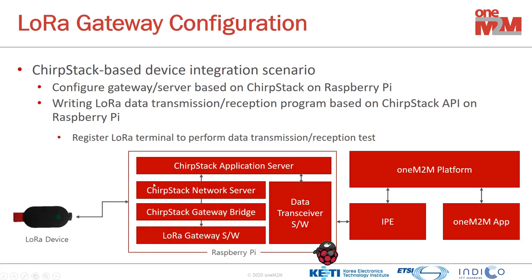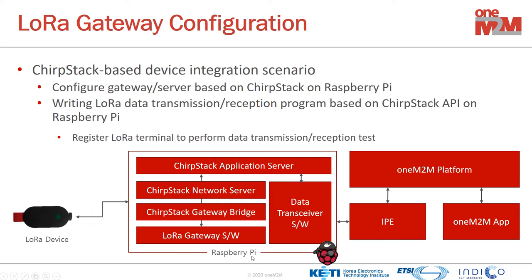So here are the components that we are going to use in this session. From the left, we are going to use the LoRa device, which is basically the GPS tracker. When we hit the button, it will send the longitude and latitude data to the LoRa server, first, of course.